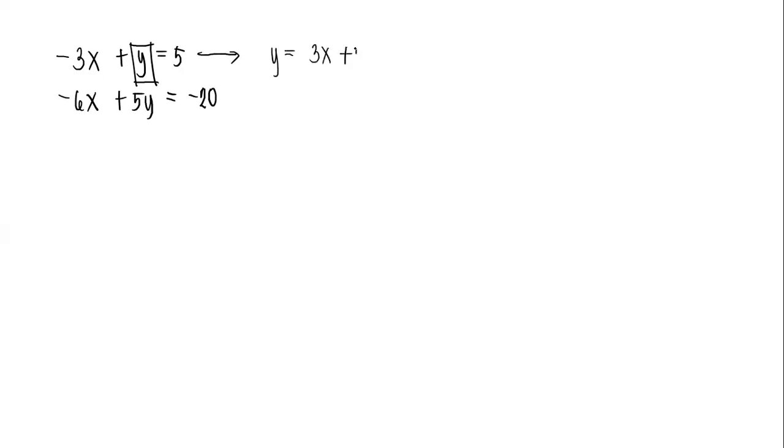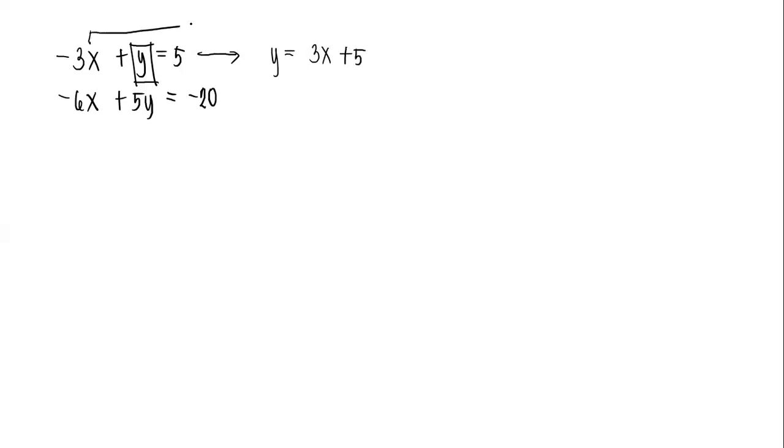Okay, another one, we have negative 3x plus y equals 5, and negative 6x plus 5y equals negative 20. So from here, we'll use substitution, since you already have y. Once we have a variable with a coefficient of 1, use substitution. Y equals 3x plus 5.